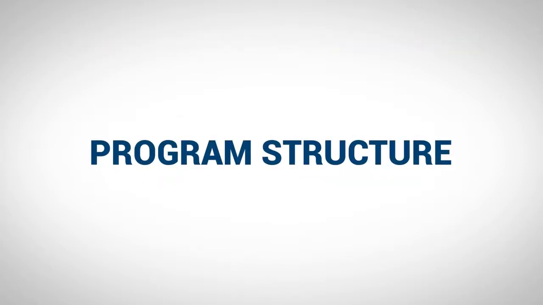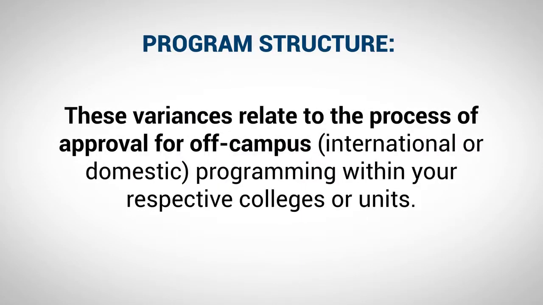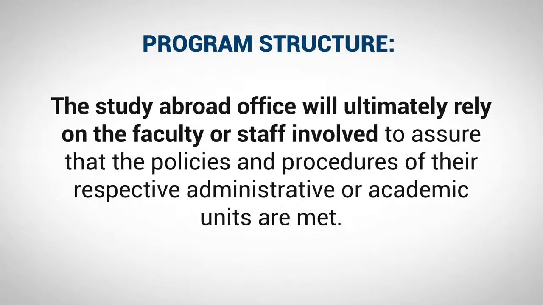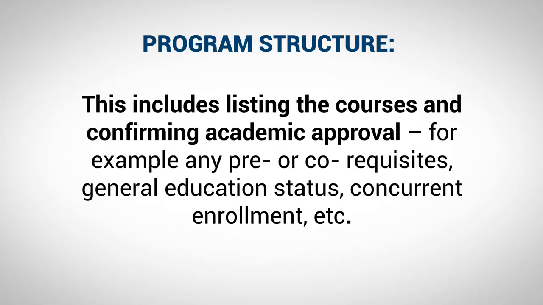There may be several offices involved in assisting you with your program development, structure, and administration. These variances relate to the process of approval for off-campus, international or domestic, programming within your respective colleges or units. However, in terms of additional responsibilities and employment scope, the Study Abroad office will ultimately rely on the faculty or staff involved to assure that the policies and procedures of their respective administrative or academic units are met. This includes listing the courses and confirming academic approval, for example, any pre- or co-requisites, general education status, concurrent enrollment, etc.